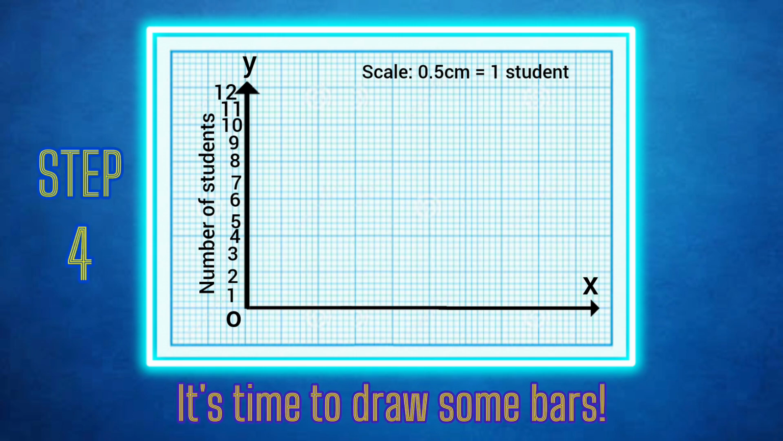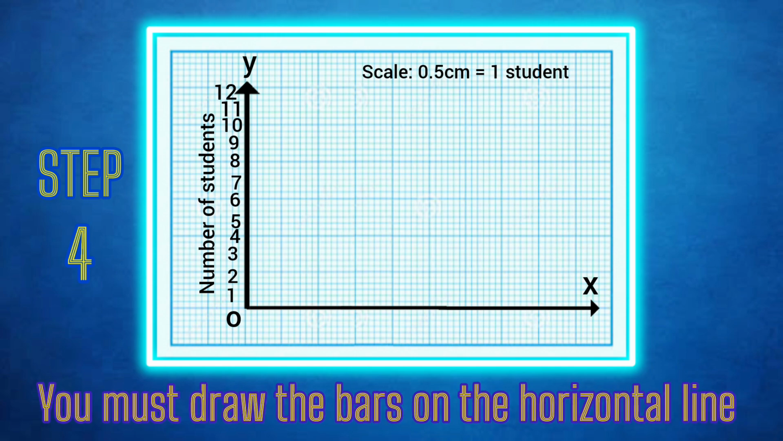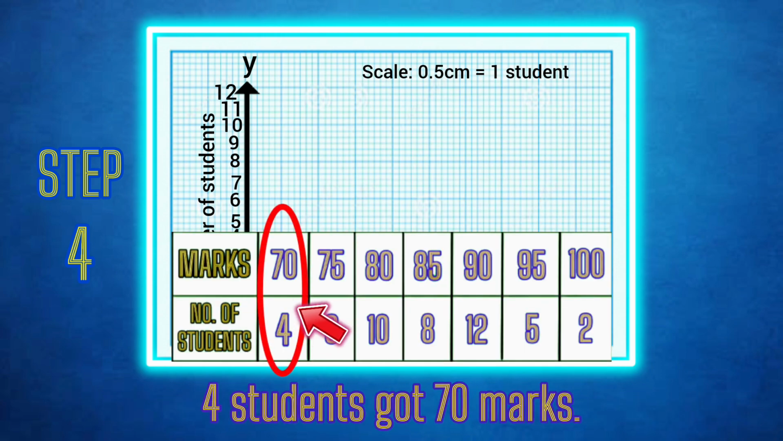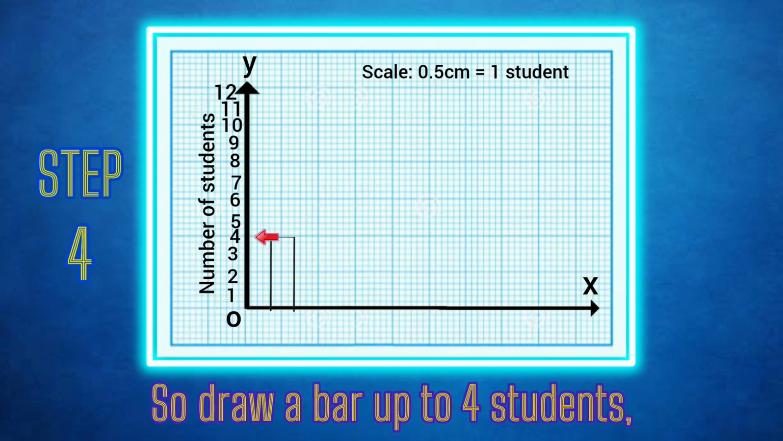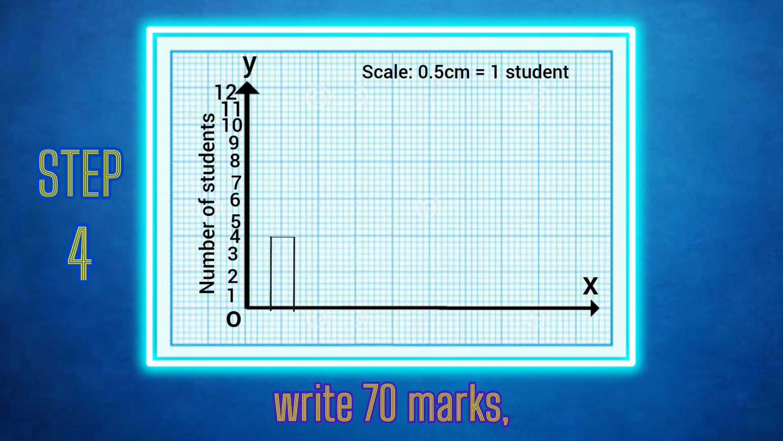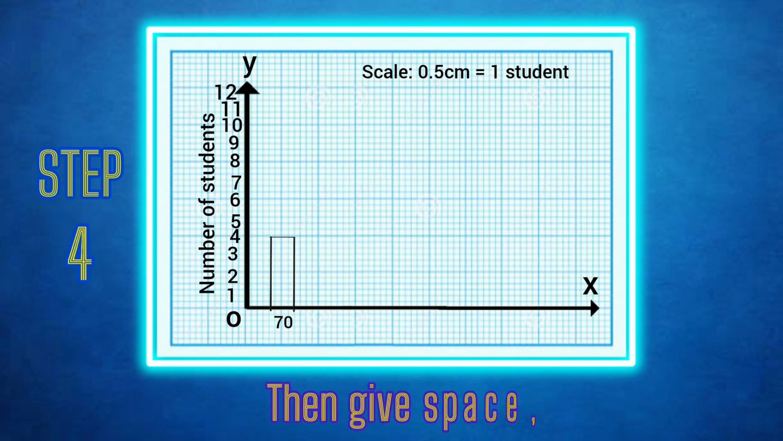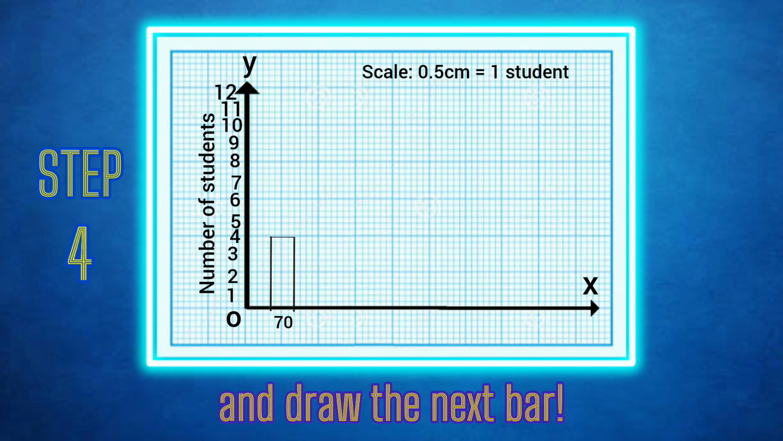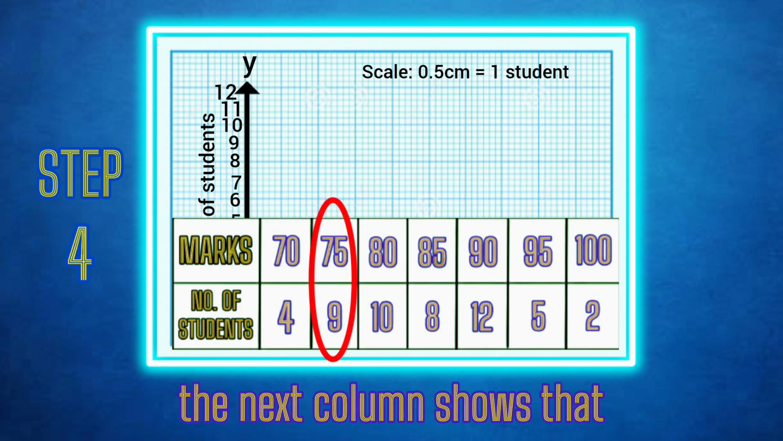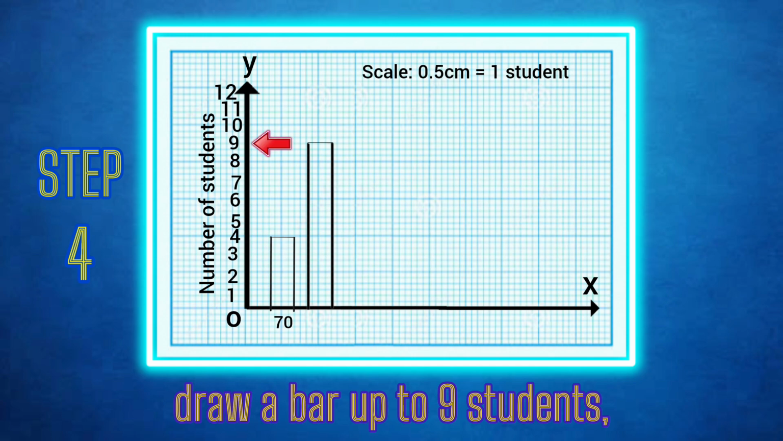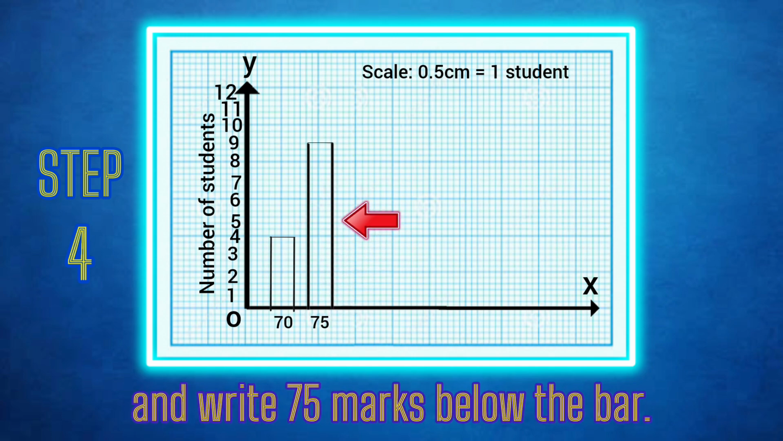Step 4. It's time to draw some bars. You must draw the bars on the horizontal line, the x-axis, and the first column shows that 4 students got 70 marks, so draw a bar up to 4 students. And below that bar, write 70 marks to show that 4 students scored 70. Then give space and draw the next bar. Well, the next column shows that 9 students scored 75 marks. So draw a bar up to 9 students and write 75 marks below the bar.